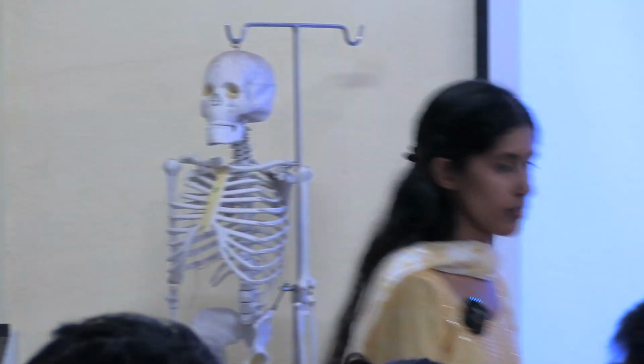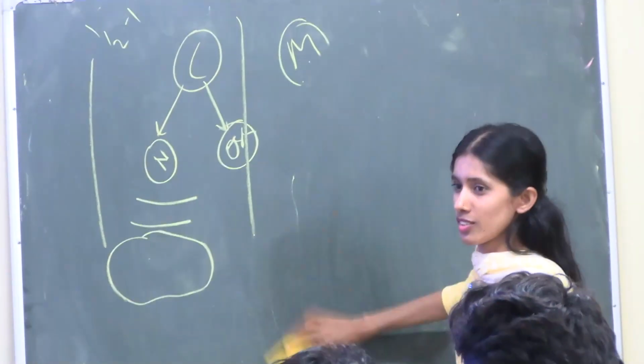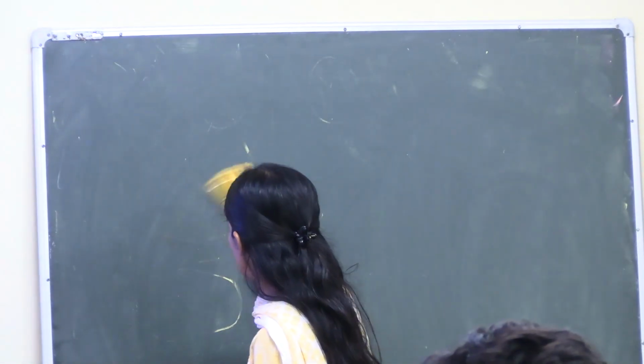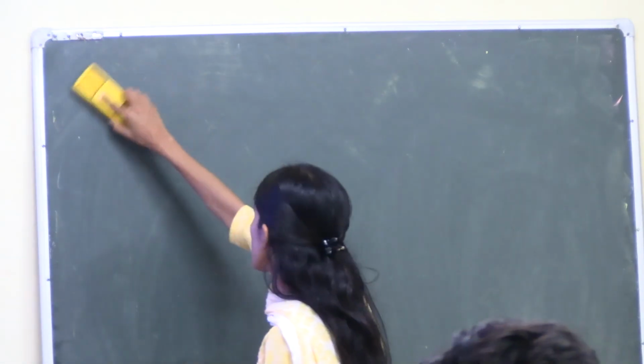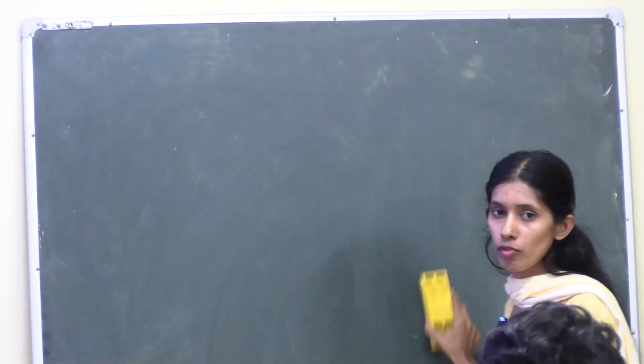Zygote formation. Okay. Blastocyst. Okay. Implantation. Fine. Gestation. Okay. What are the hormones or enzymes involved in the process of fertilization?